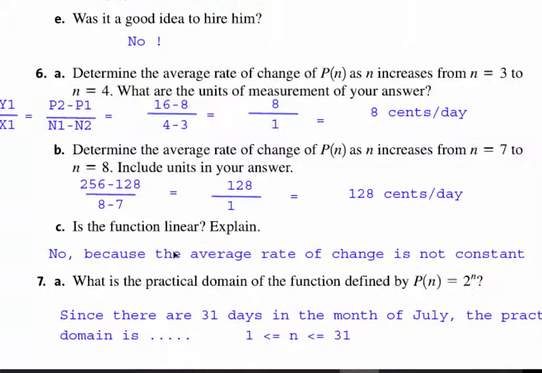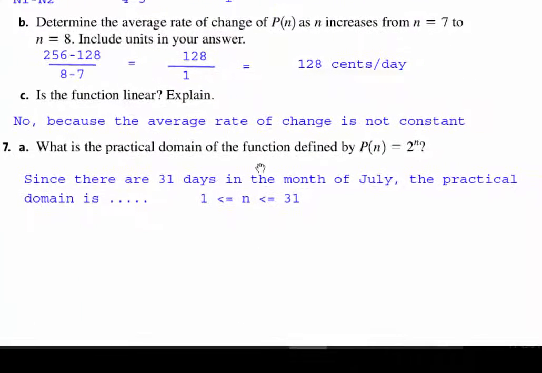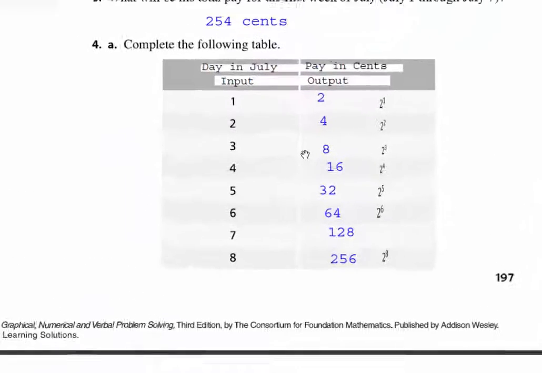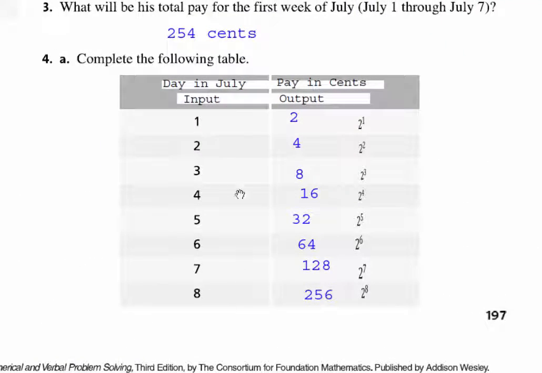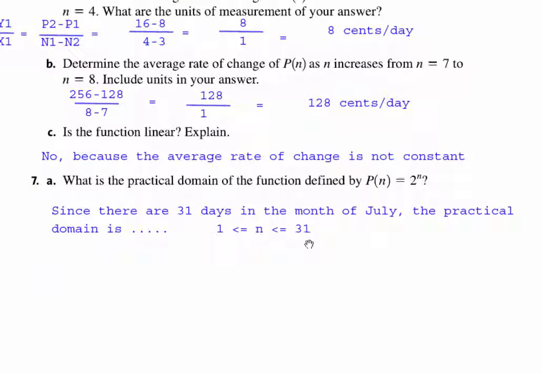So I say, is this a linear function? You're going to tell me no, because the average rate of change is not constant, right? The slopes are different, so we know it's not a linear function. We have a function, it's just not linear. And then the last question on this page says, what's the practical domain? Remember, the domain is all the possible input values. So we're talking about the month of July, right? Days in July. There are 31 days in July, so all the possible input values would be 1 to 31. So I would say n is somewhere between 1 and 31.